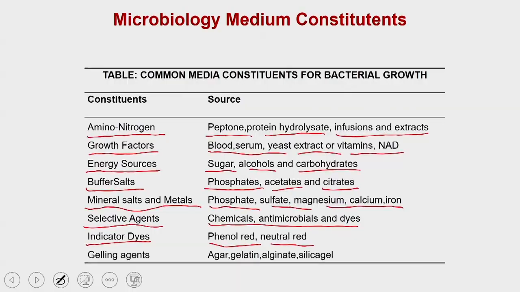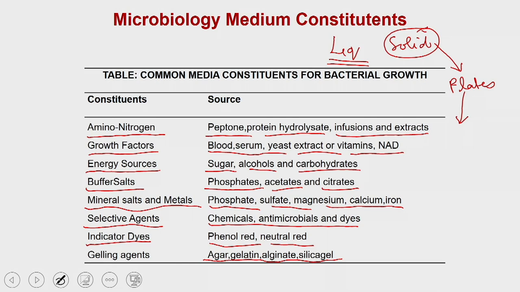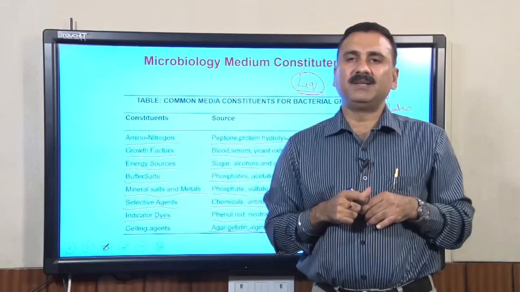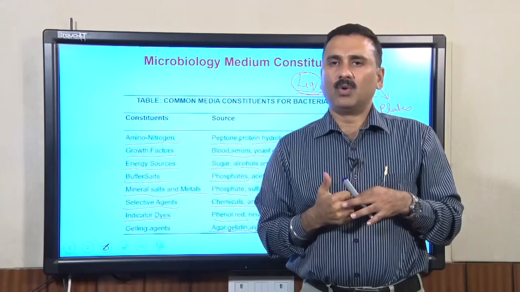And at the end, these media could be in the liquid form or in the solid form. For the liquid media, you constitute all these molecules and it will give you the liquid media, whereas for the solid media, you have to provide a gelling agent, for example, agar, gelatin, or silica gel, so that it becomes a solid media and you can generate the plates, because some of the organisms prefer to grow on a solid surface compared to liquid media. So let's see what the different media recipes available for growing the prokaryotic cells are.